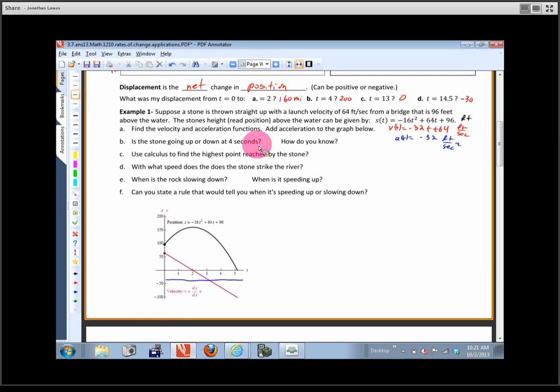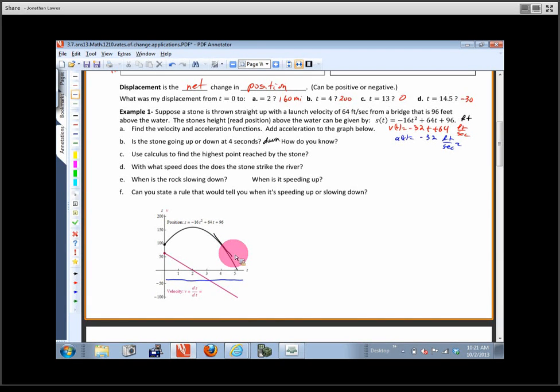Answer's down. Okay, now here's the real question. The real question is, how do you know? There are a couple ways to tell. If you look at this, when it was going up, its position was increasing, and now its position is decreasing. We could look at the graph and say, at 4 seconds, I can tell that the slope is negative, so it's got to be going down.